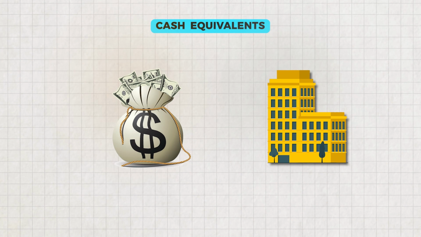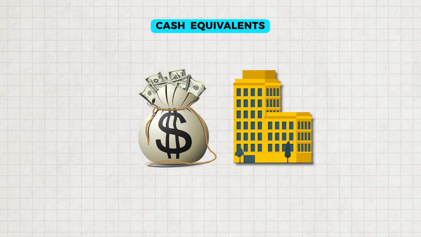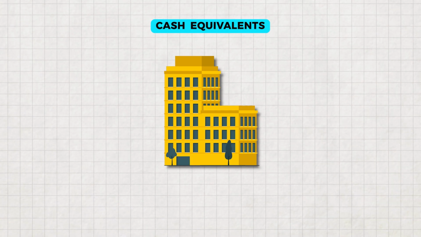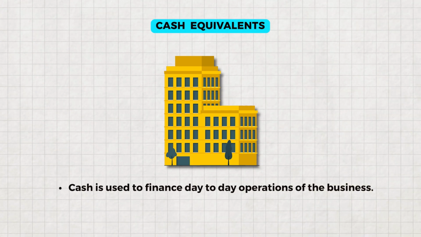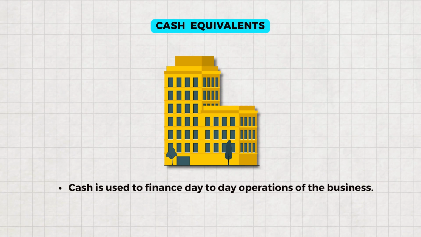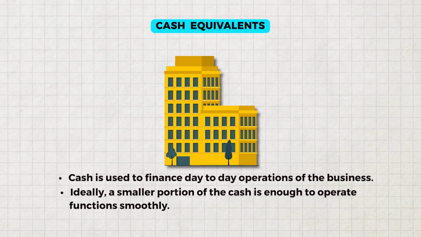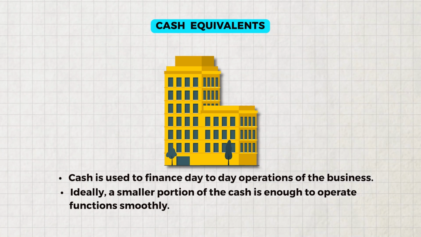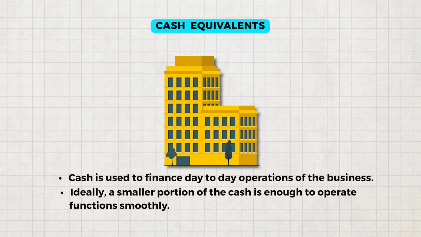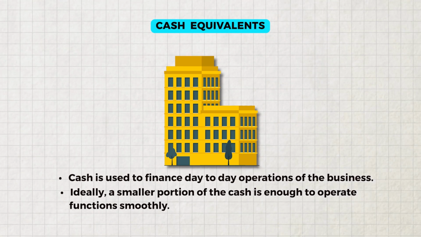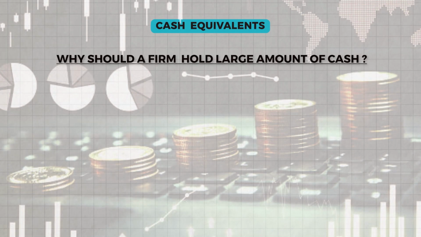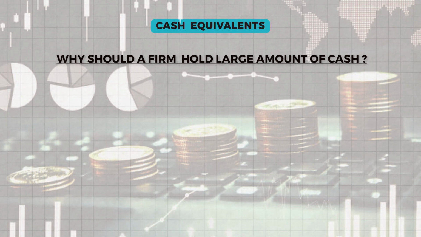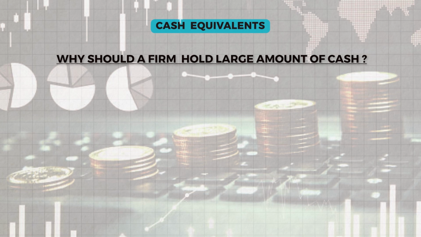So as we have understood regarding cash, cash is basically used to finance the day-to-day operations of the business. However, you may find that there are many companies that store a large amount of cash as a percentage of total assets. Ideally, it should be a smaller portion, just sufficient to meet the operations smoothly. However, we may ask ourselves why a firm should hold a large amount of cash. So we tried to investigate and found there were three reasons associated with it.